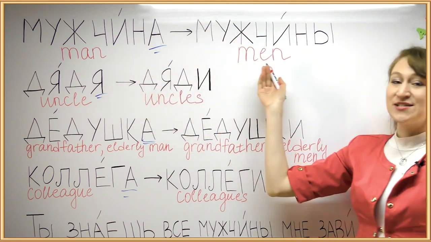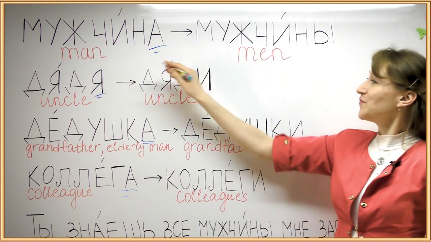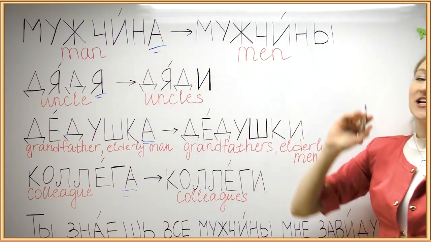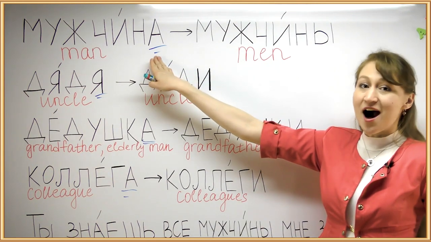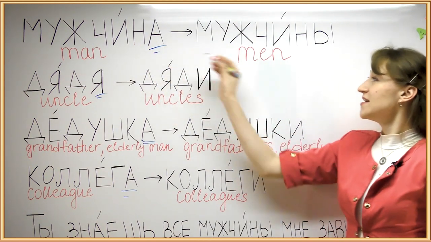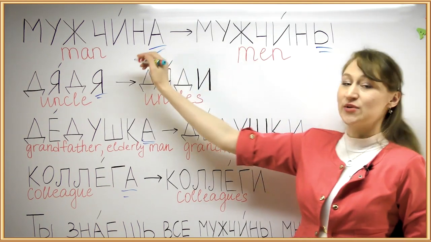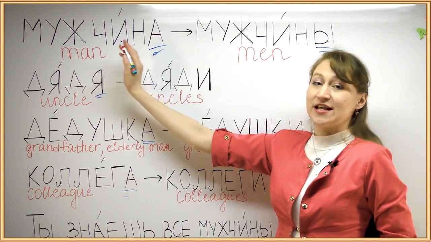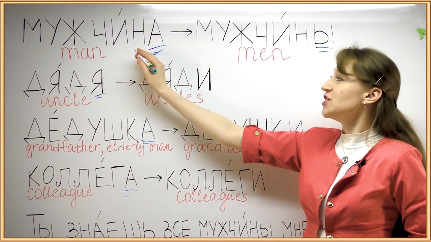So, as you can guess, in the plural form, they will change their endings just like feminine nouns do. So the ending a, if it's a hard ending, will change to ы. And let's read this word. This word is read мужчина.